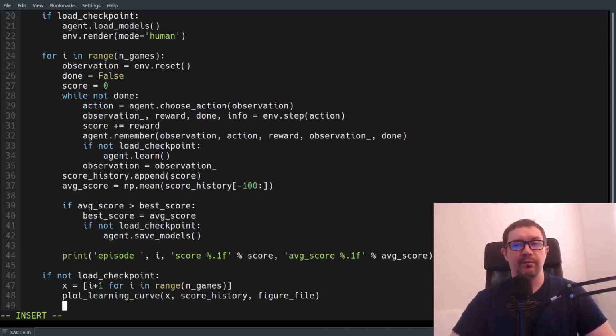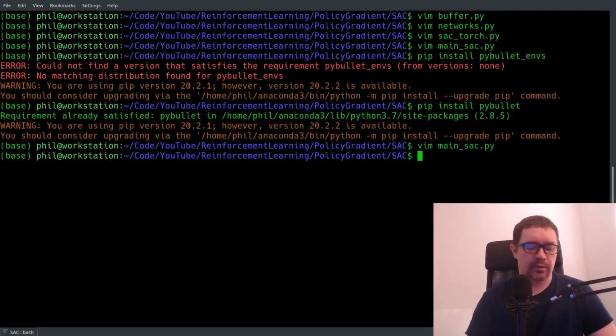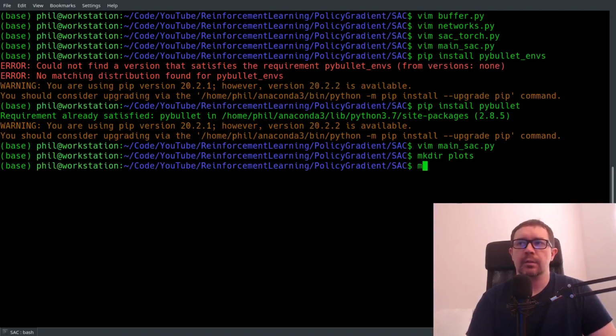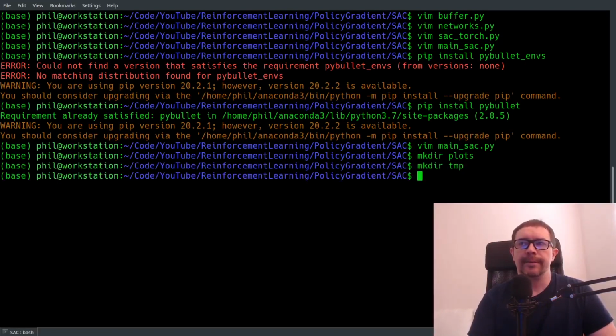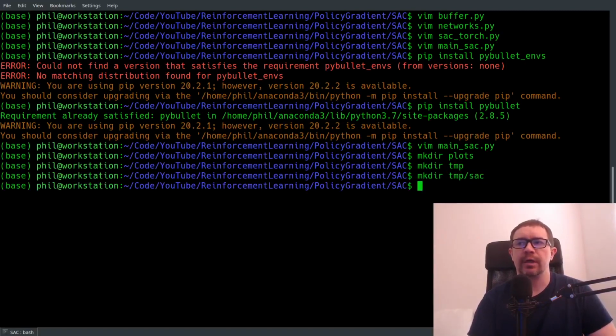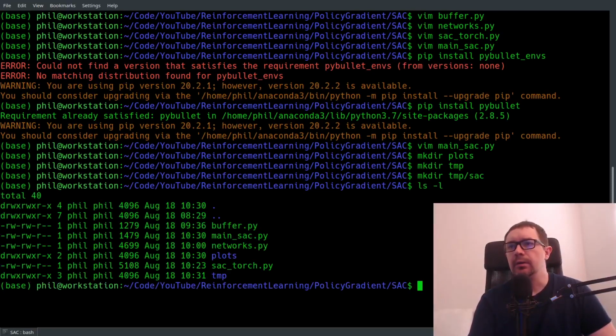Okay, so that is it for our main file. Let's see how that works. So I want to do a make_dir plots, make_dir temp. Do I need temp/soft actor-critic? I think I do. What else do I need? That's for the saving models and plots. Oh, and I need to get my utils file.